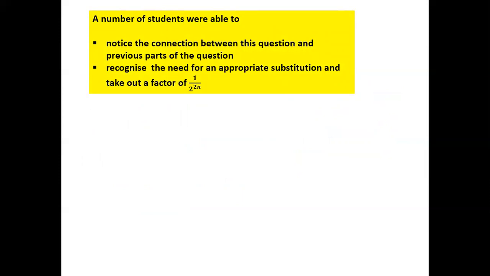For this particular part, the student was successful when they noticed a connection between this question and the previous parts of the question. And also they recognized the need for the right substitution. So in the question, sine squared or cos squared would be the right substitution. Other methods that were shown, the number of students that actually applied it that way, were quite successful as well.